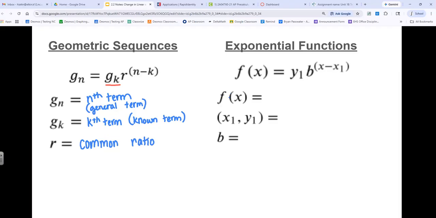Whereas over here, f of x will be our output. (x1, y1) is going to be a point on the curve. I want to call it a curve instead of a line because, of course, exponentials are not straight lines. And B is that growth or decay factor.